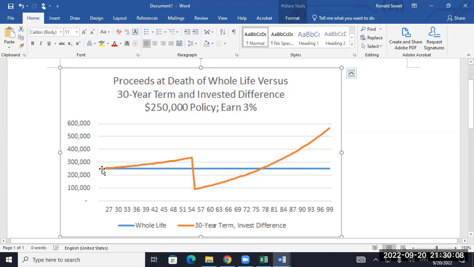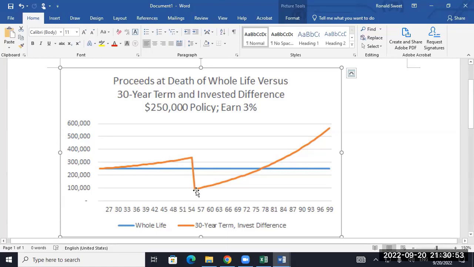So the term policy, if you die at 42, what do you get? Why do you get this orange line and not the blue line? If you die, what does the life insurance company pay you? $250,000. So why do you get more than 250? Yeah, so if your policy was $50 for term and $250 for whole life, you have $200 you can invest at 3%. So this difference here is that portfolio you had invested at 3%. So if you die at 42, you'll be better off having bought the term and invested the difference. Because if you buy the whole life, the most you can get is 250. You buy the term and invest the difference, you get 250 plus your investment portfolio.